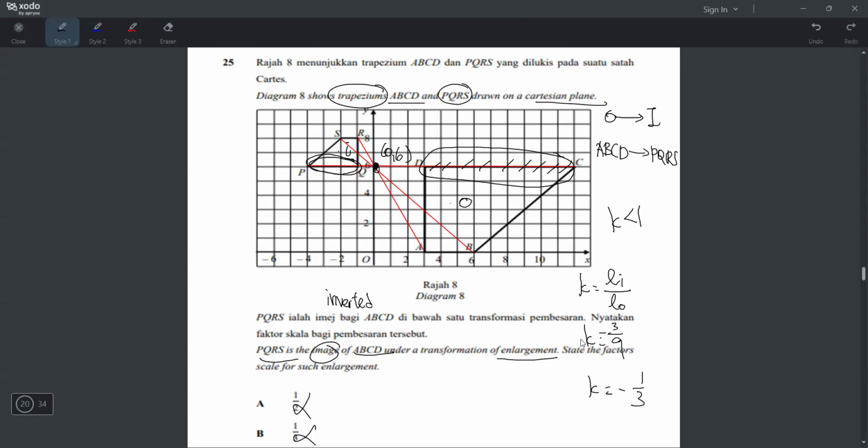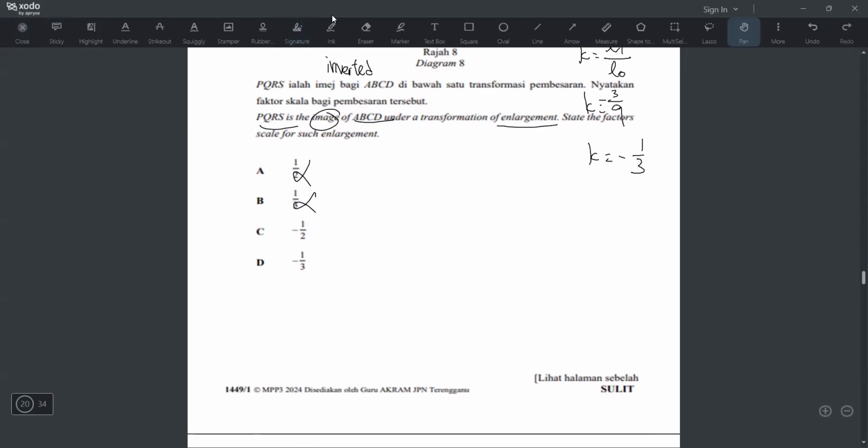Okay. So remember, when the object and image are on opposite sides, on a different side, then it's in the opposite direction, then you have to letak negative. All right. And also, if your scale factor is negative, your image will be inverted. That's why you see this one terbalik. Okay, I think I know the answer already. Negative 1 over 3. So D lah.